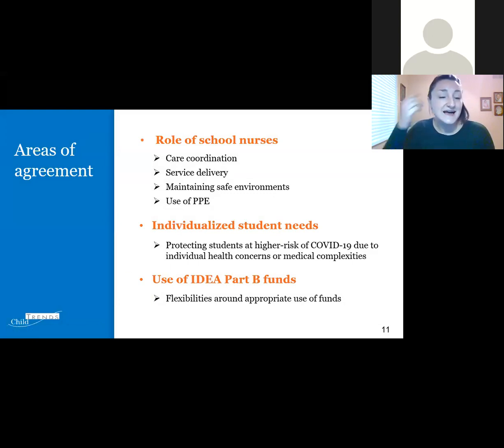So again, that's a lot of information to absorb in aggregate. So in terms of areas of agreement, both among state and national organizations, one of the most poignant points has been the critical role of school nurses in serving these students. And as I mentioned before, school nurses are uniquely well positioned to best understand both the individual needs of students and the risks that exist within and outside of school buildings.